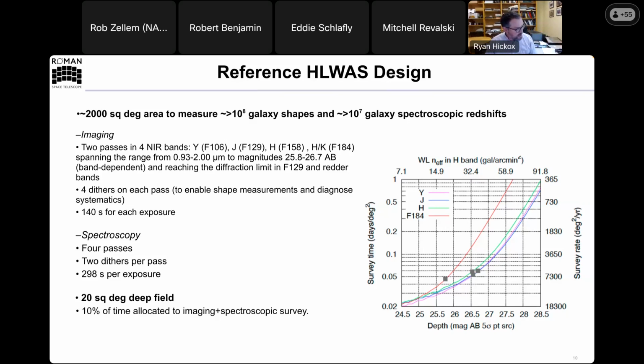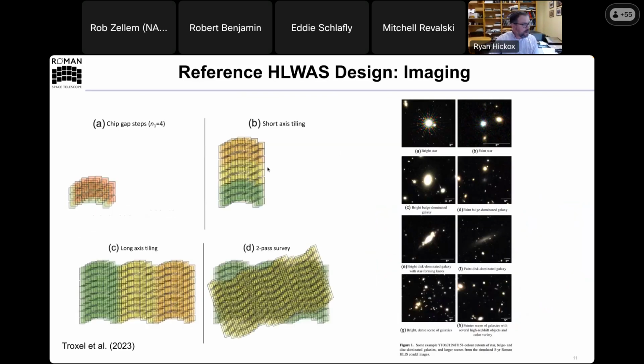The spectroscopy also had more passes in order to get more roll angles for spectral decontamination. Again, looking at multiple dithers and longer exposures, but this is also over that same 2,000 square degree area. And then in order to do the calibration that we talked about before, the design reference mission had in it a 20 square degree deep field, taking up about 10% of the total allocated time, that did imaging and spectroscopy to deeper depths to allow for understanding of systematics and flux limit effects, etc.